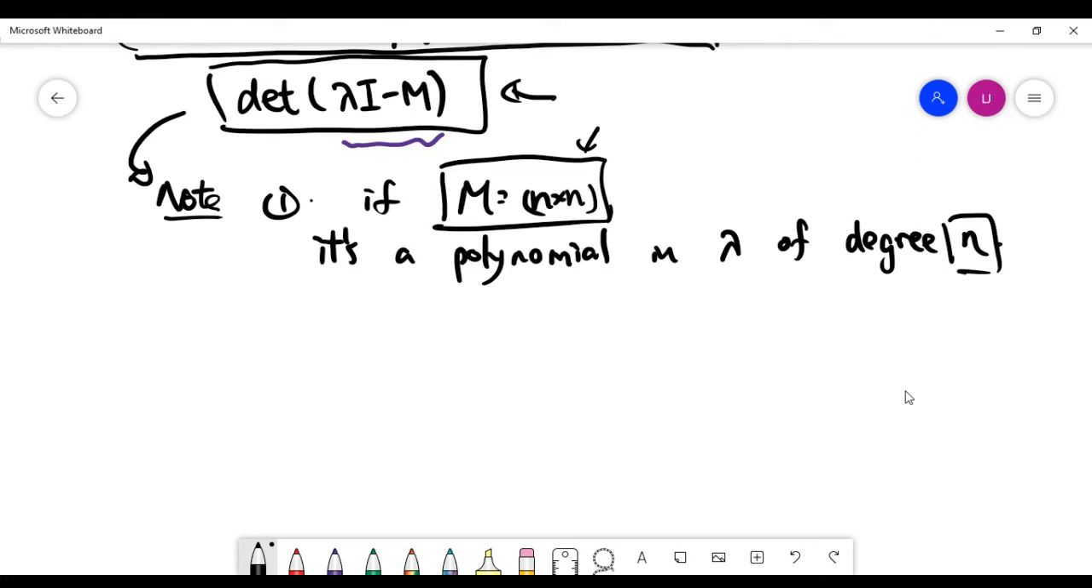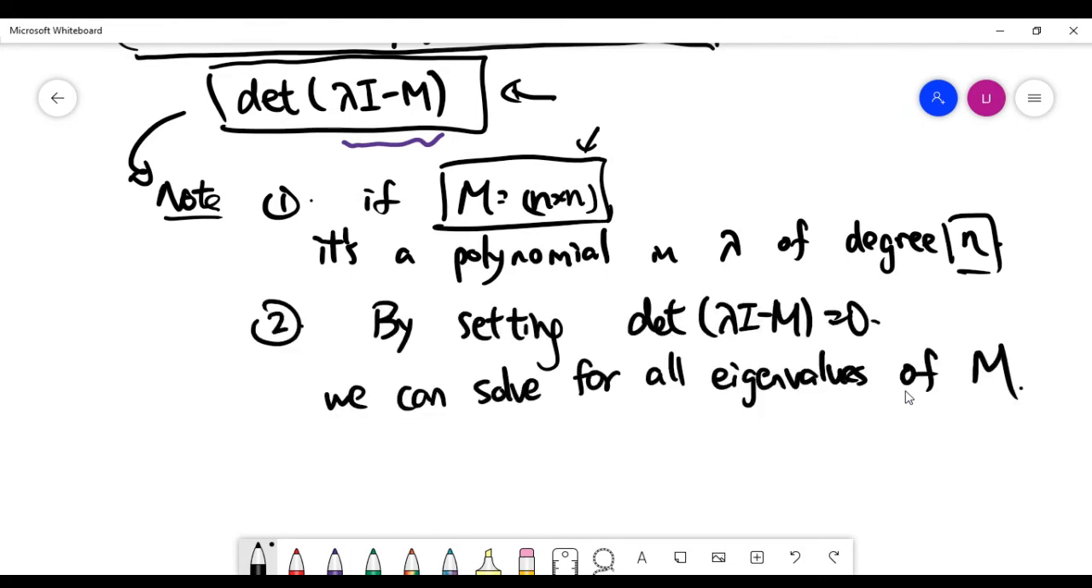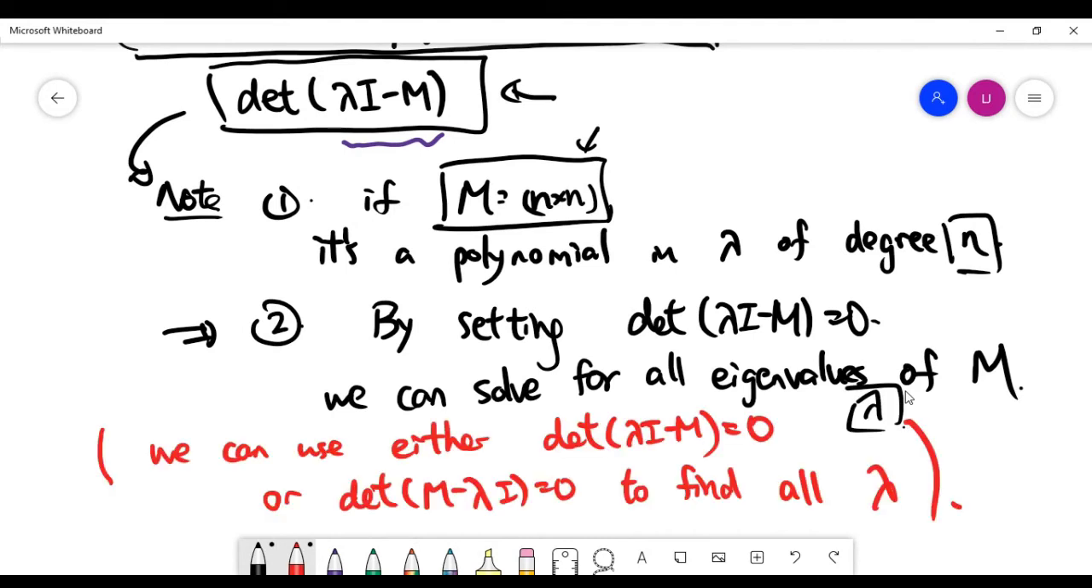And the second fact of the characteristic polynomial is definitely related to the eigenvalues, right? You see, by setting such a polynomial to be 0, we can actually solve for all the eigenvalues lambda of M. So it doesn't matter much.